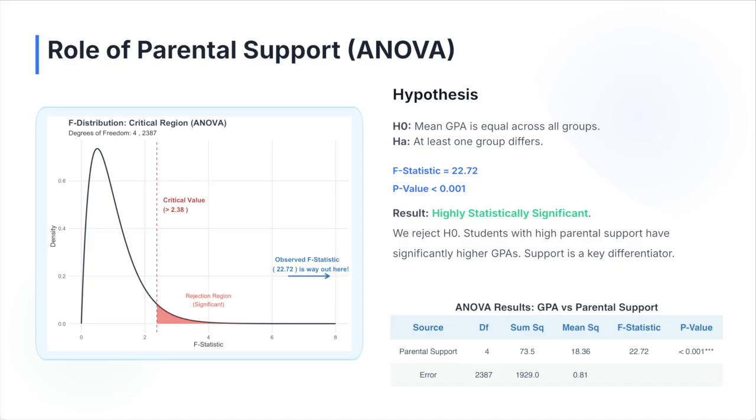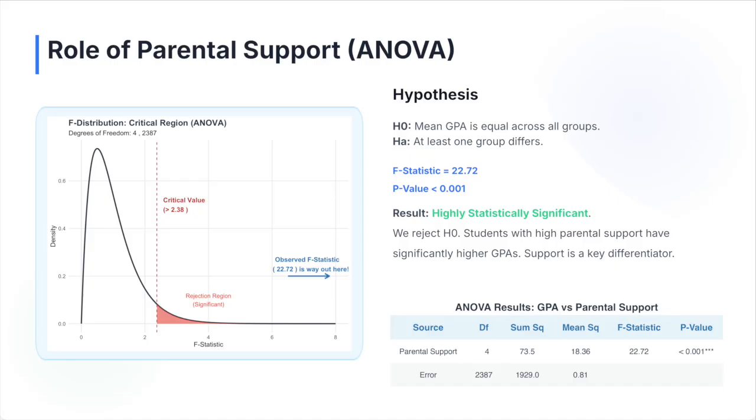The dashed line represents the critical F value of about 2.38. Our actual observed F statistic was 22.72, which is shown far to the right of the critical value on the chart. This places it deep within the rejection region, indicating strong evidence against the null hypothesis. The corresponding p-value is also less than 0.001, which further confirms that result.